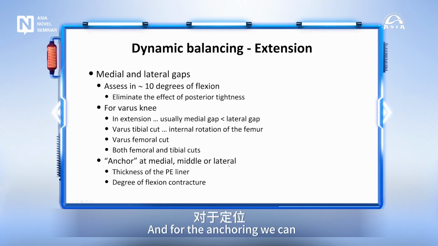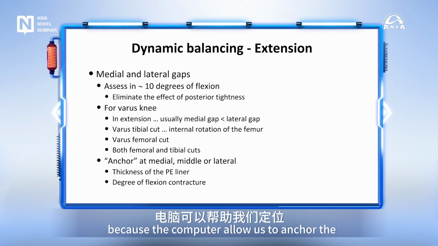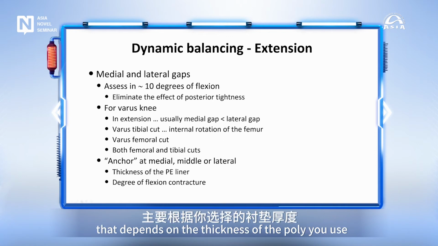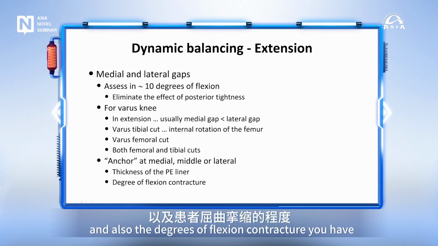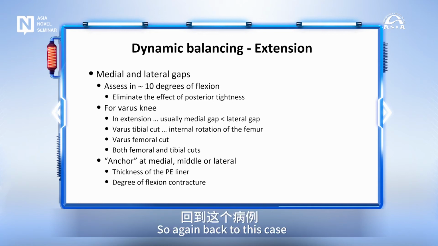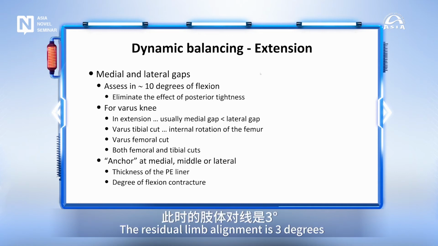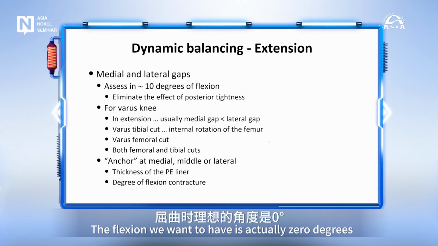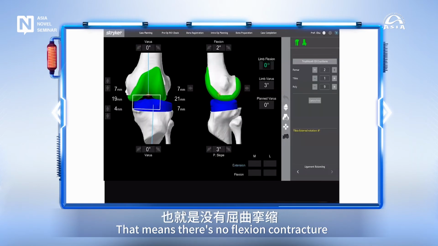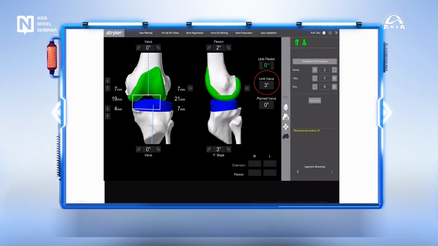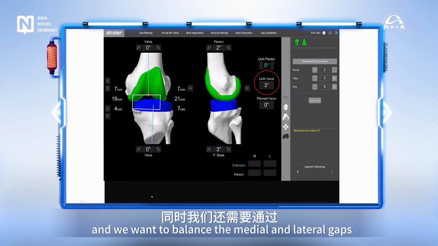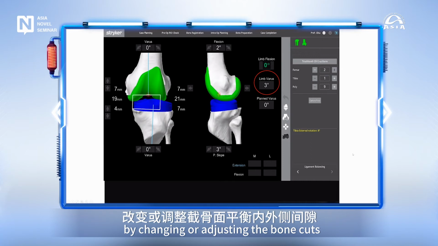For the anchoring, the computer allows us to anchor the point over the medial side, the lateral side, or the middle. That depends on the thickness of the poly you use, and also the degree of flexion contracture you have. So again, back to this case, the residual limb alignment is 3 degrees. We can accept that. The flexion we want to have is actually 0 degrees, that means there's no flexion contracture and the patient can fully extend the knee. So we can accept the varus alignment, and we want to balance the medial and lateral gaps by adjusting the bone cuts.